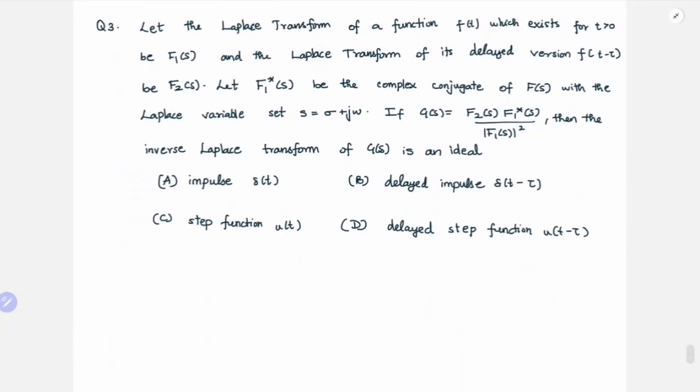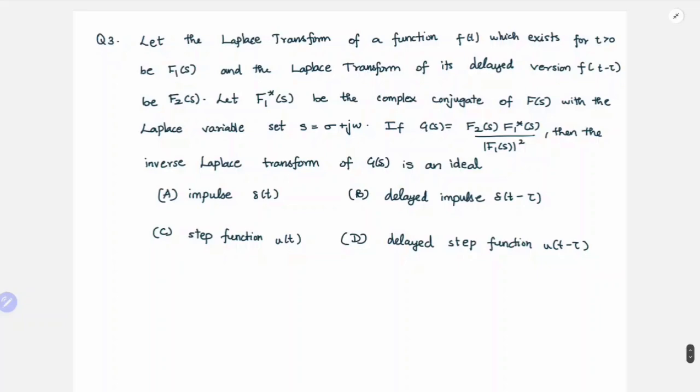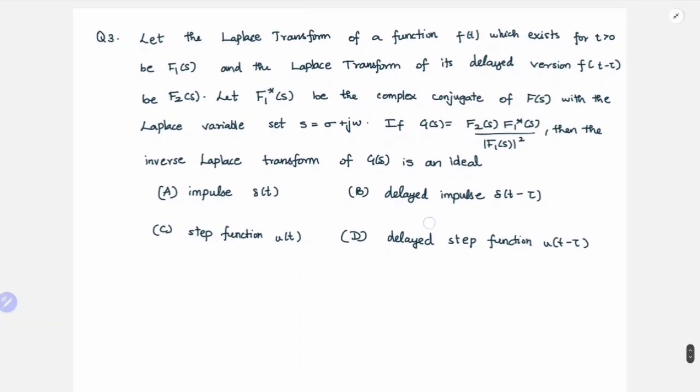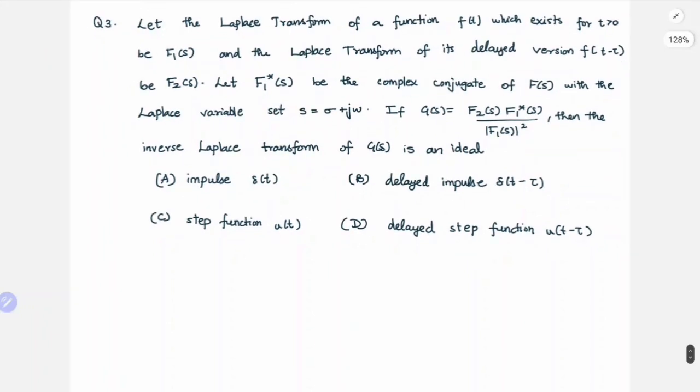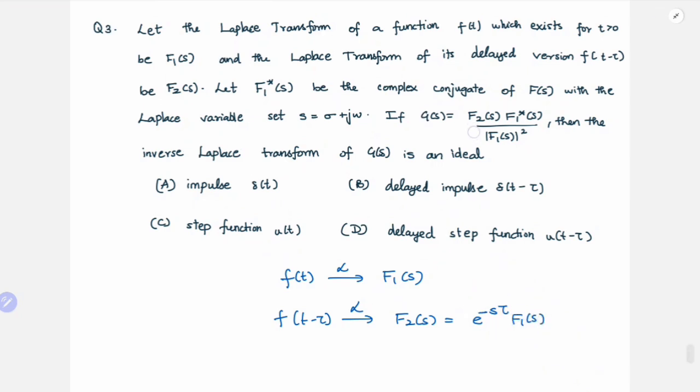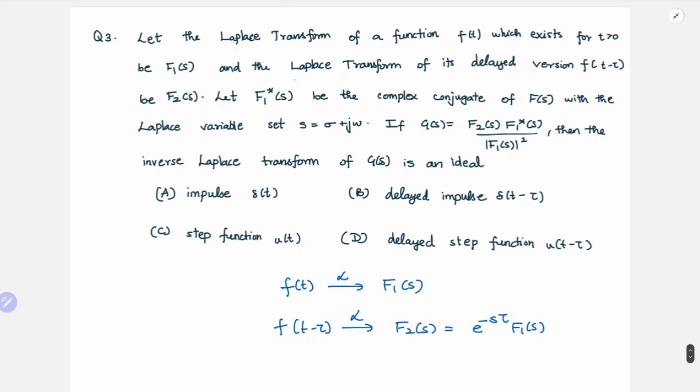Moving on to question 3. Let the Laplace transform of a function f of t, which exists for t greater than 0, be F1 of s, and the Laplace transform of its delayed version f of t minus tau be F2 of s. So the transform of f of t is F1 of s, and of f of t minus tau is F2 of s, but we know this is nothing but e power minus s tau F1 of s. Correct. So let's read further.